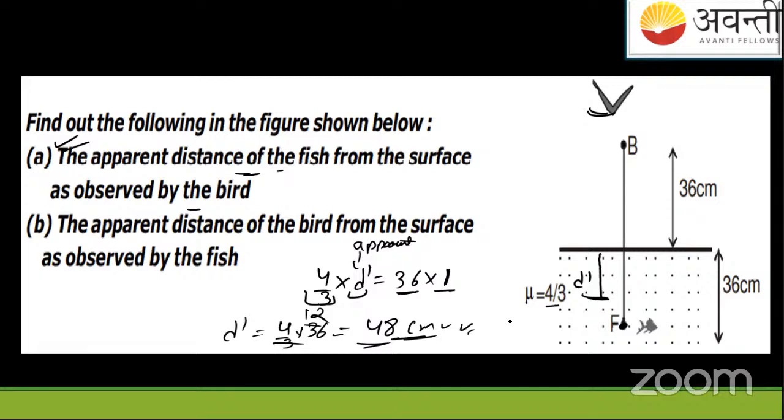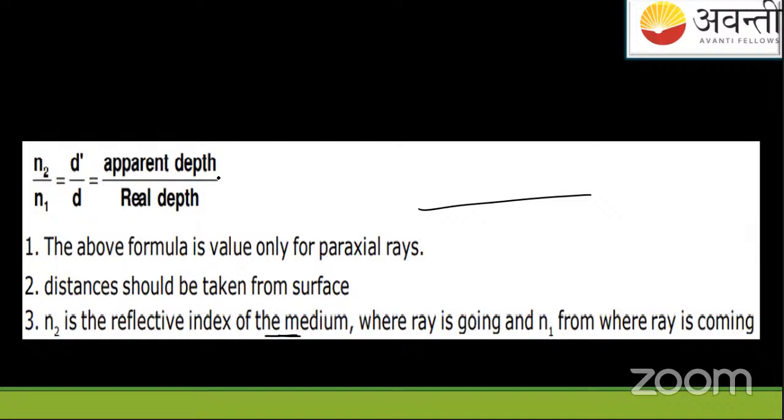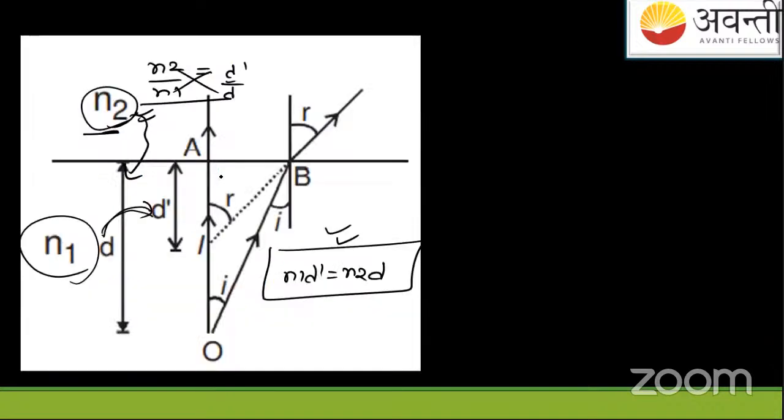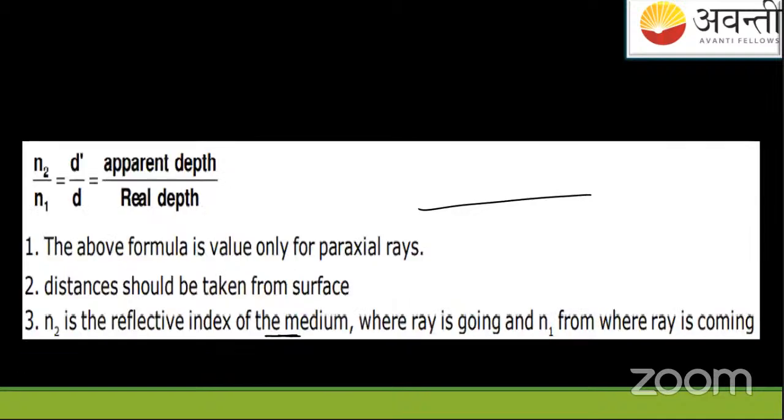If you see from the bird's view, this is 4 by 3. 4 by 3 means how much? Water's value is 1.33. So you can say this is 4 upon 3. If you see the formula again, the thing will be the same. N2 stands for what? N2 is the above one. N1 is the initial one. So N2 is the above one.